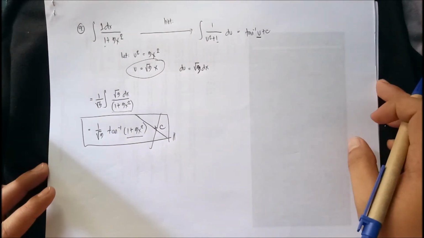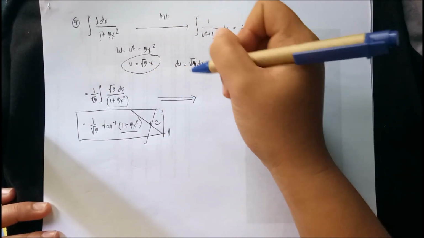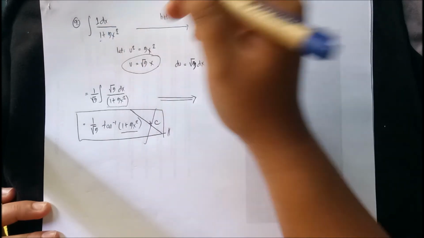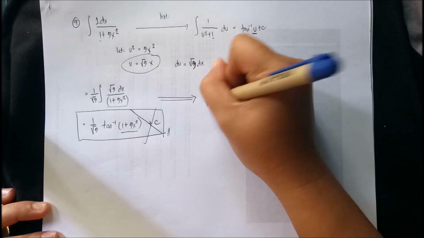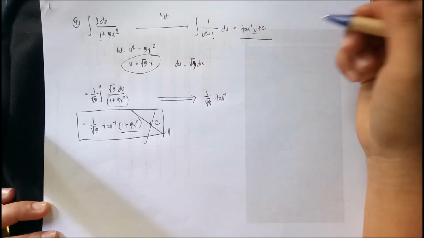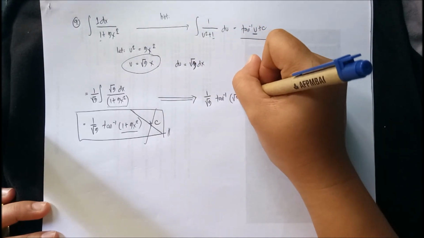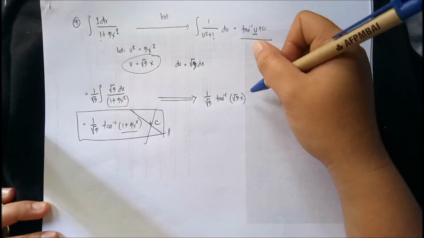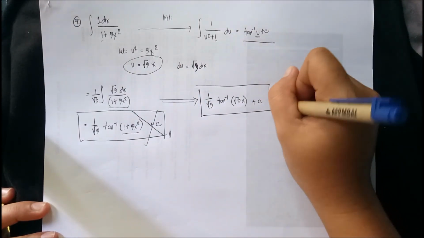In-introduce ko para baka sakaling makaligtaan nyo. Okay? So, again, ito tayo. Please take note ha, ito yung u. Hindi ito. So, ibig sabihin yung final answer natin is 1 over square root of 3, arctangent, yung u is square root of 3x or x square root of 3, plus c. This is our final answer.